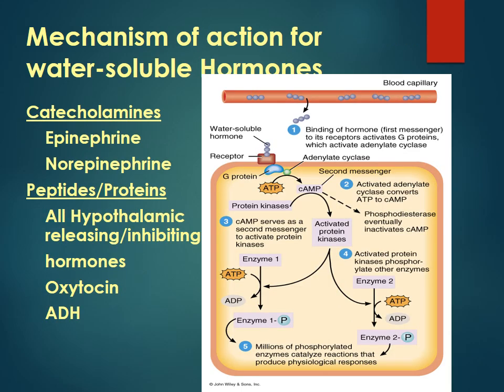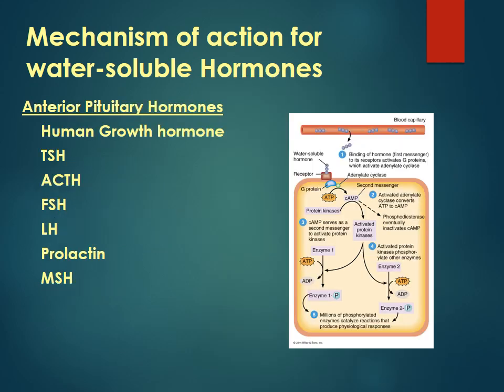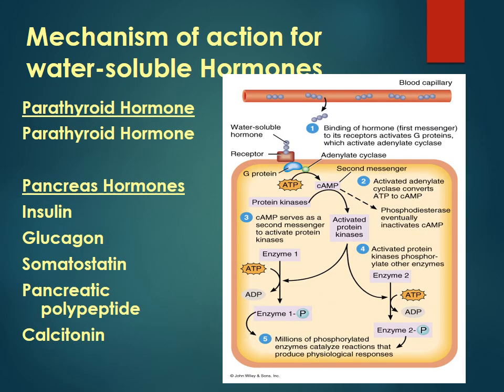And we also have mechanism of action for water-soluble hormones. We have the catecholamines, like epinephrine and norepinephrine. We also have peptides or proteins, all hypothalamic releasing and inhibiting hormones, like oxytocin and ADH or antidiuretic hormone. The anterior pituitary hormones: human growth hormone, TSH, ACTH, FSH, LH, prolactin, and MSH. So we also have parathyroid hormone, and of course the pancreas hormones. We have insulin, glucagon, somatostatin, pancreatic polypeptide, calcitonin.